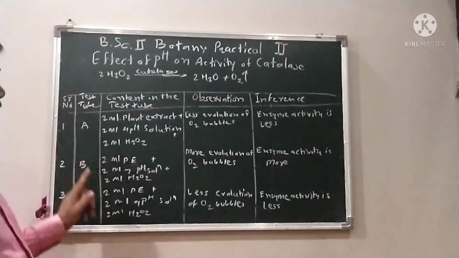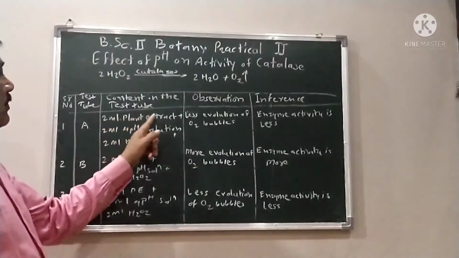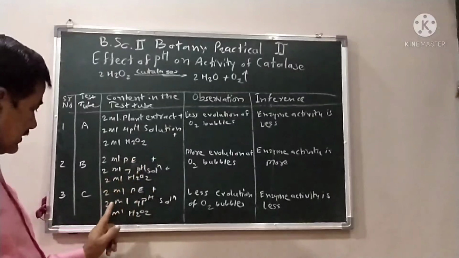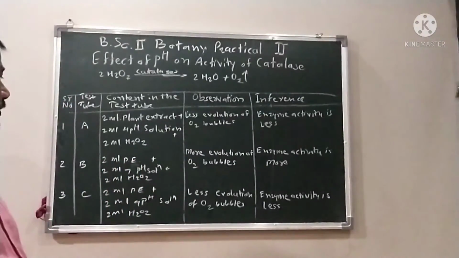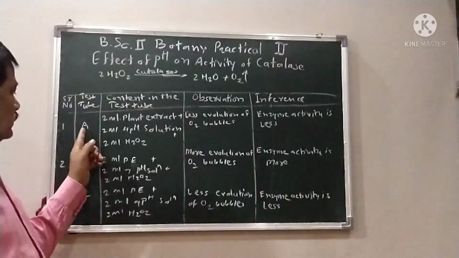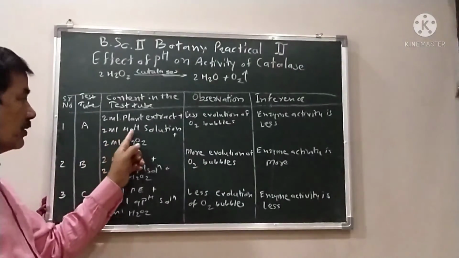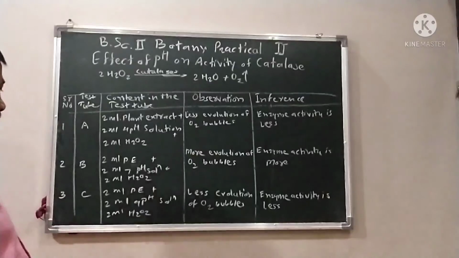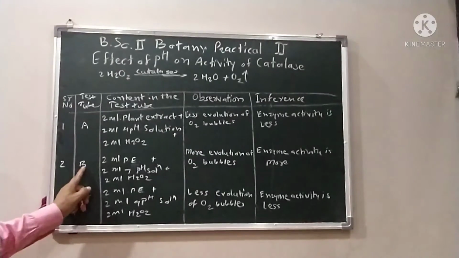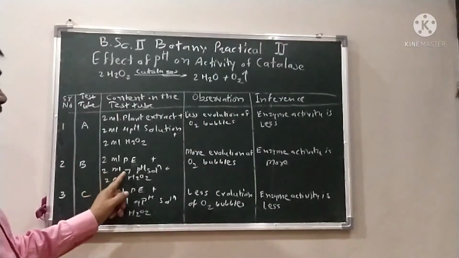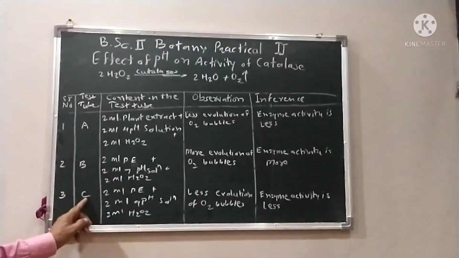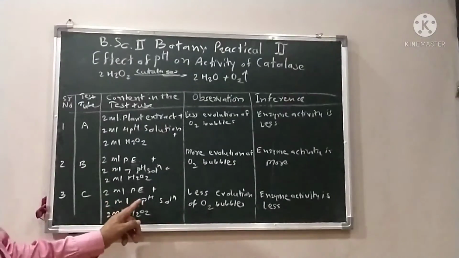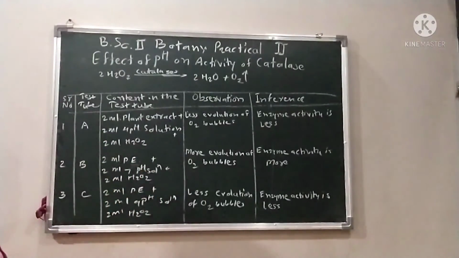In each test tube, 2 ml of plant extract is taken, an equal volume. In test tube A, 2 ml of pH 4 solution is added. In test tube B, 2 ml of pH 7 solution is added. And in test tube C, 2 ml of pH 9 solution is added.